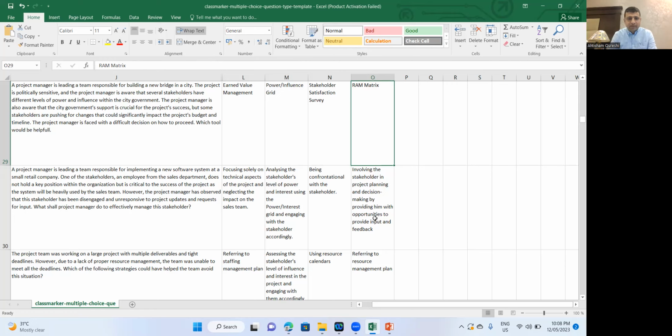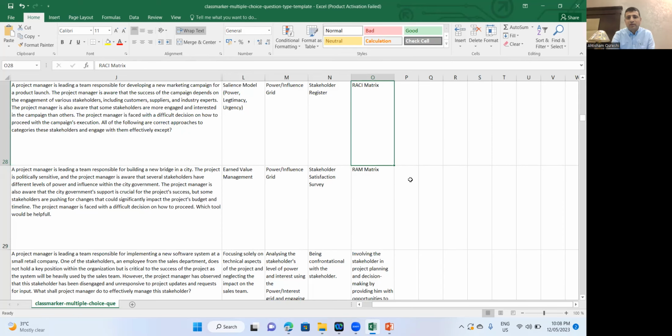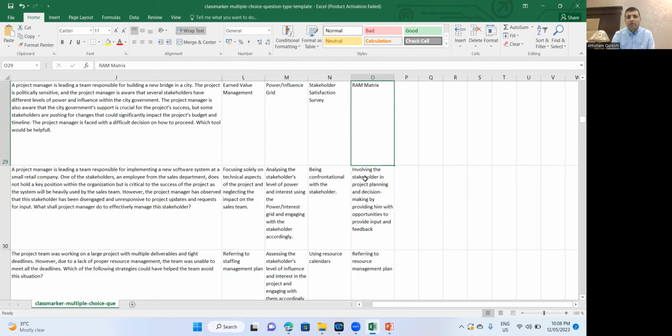What is RAM matrix? Kind of a RACI matrix, right? Responsible, accountable, consulted, and informed. Just like the one we saw before in the previous question. So it's another name for that only. And earned value management, it does not talk about this. So nothing is going to do that.